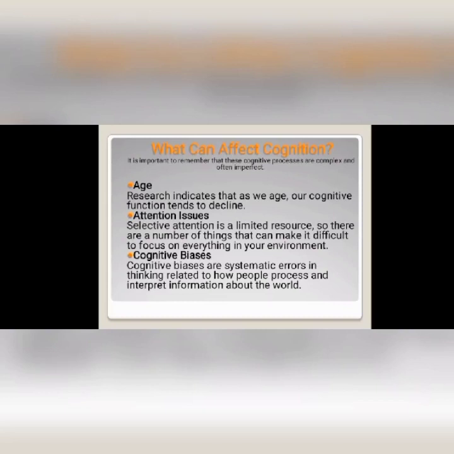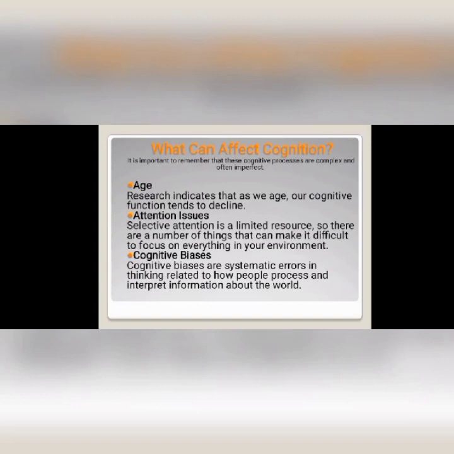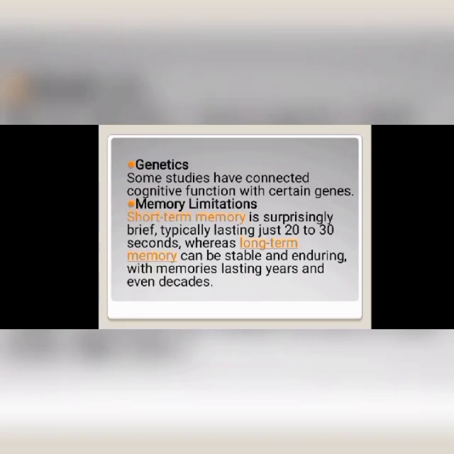So, what can affect cognition? Age, attention issues, cognitive biases, genetics, and memory limitations. Age: research indicates that cognitive function tends to decline. Attention issues affect the ability to focus on everything in your environment. Cognitive biases affect how people process and interpret information about the world. Genetics: studies have connected cognitive function with certain genes. Memory limitations: memory can be stable and enduring, with memories lasting years and even decades.